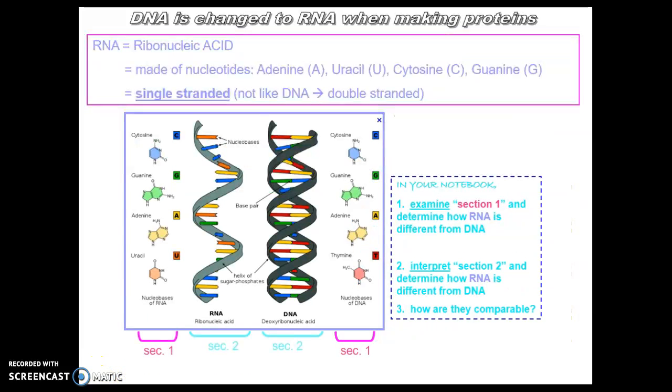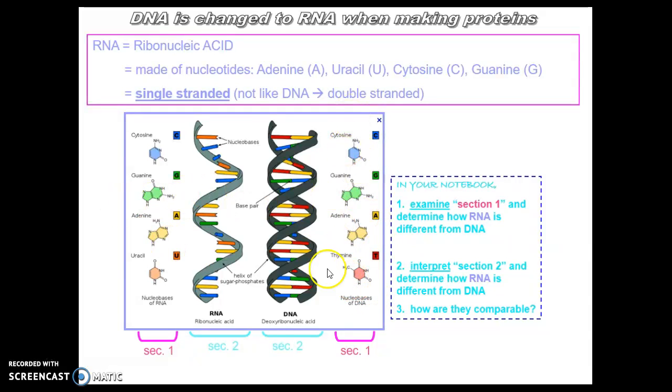Here we go. Here's the difference between RNA and DNA. It says examine section 1. Section 1 is highlighted in pink. So this is section 1, as well as this. Section 1 is about the nucleotides that make DNA and the nucleotides that make RNA. It says examine section 1 and determine how RNA is different from DNA. So what's different with the nucleotides of RNA when you compare them to DNA?